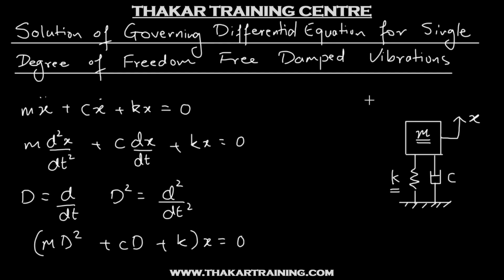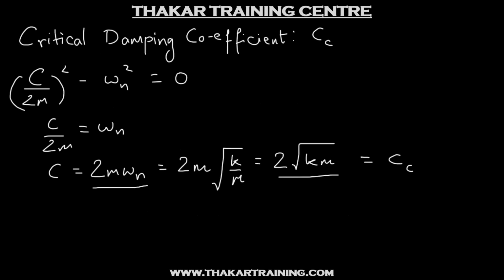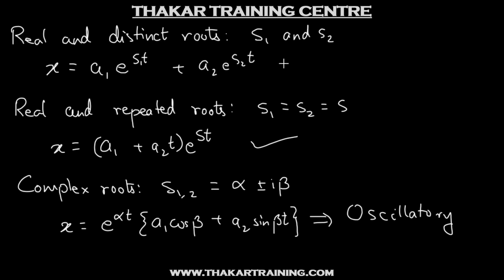Now, if instead of 10 units, I provide a C of, suppose, 12 units, then what is going to happen? Now the C value is more than the value of Cc, right? So if C is more than the value of Cc, then the discriminant will become positive. And if the discriminant is positive, then we are going to have real and distinct roots. And for that, this is the solution form.